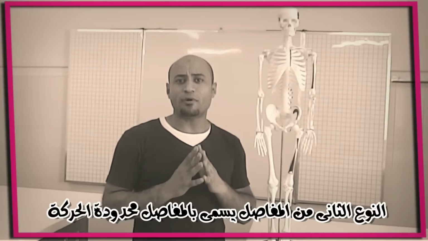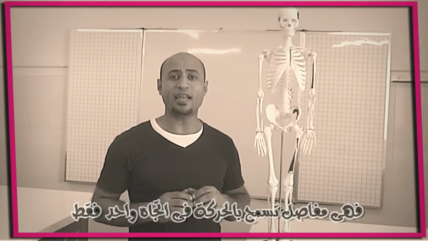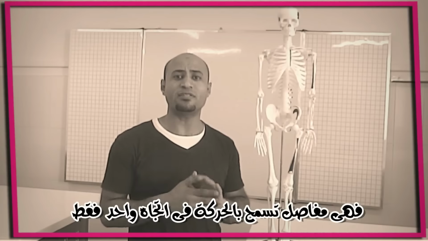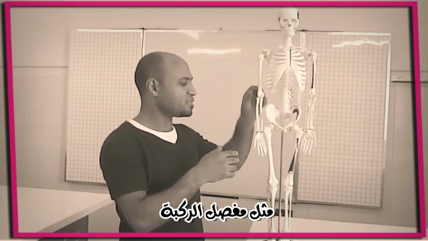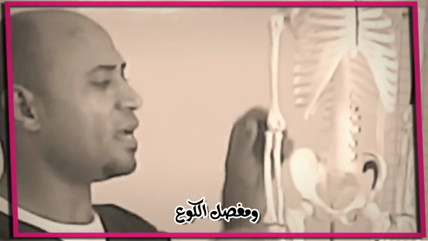The second type of joints is called slightly movable joints. They allow the movement in only one direction, such as the knee joints and the elbow joint.